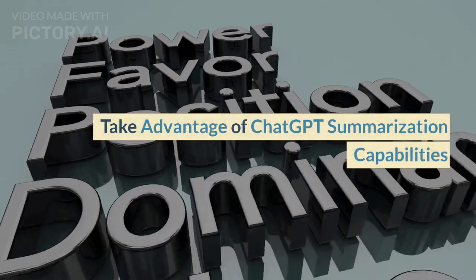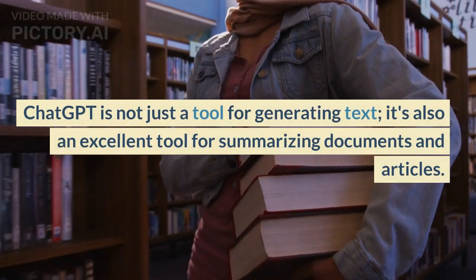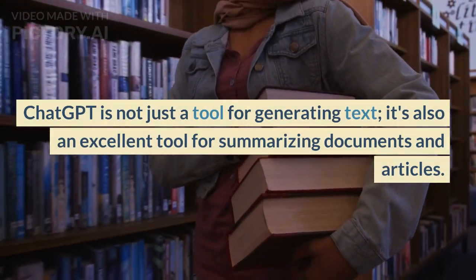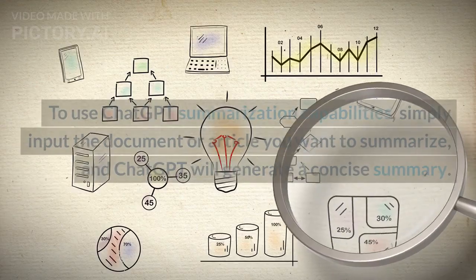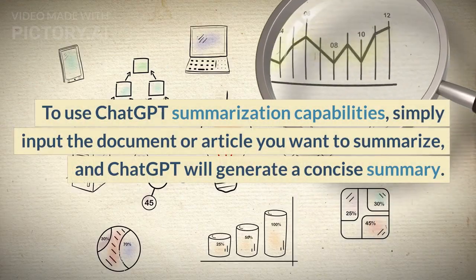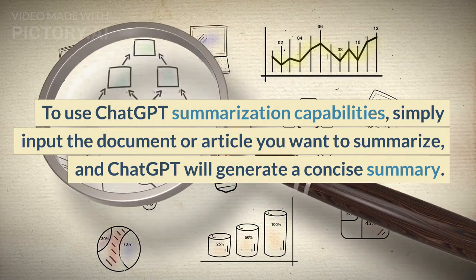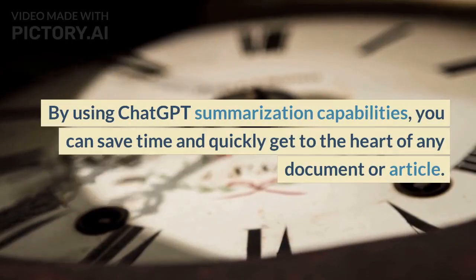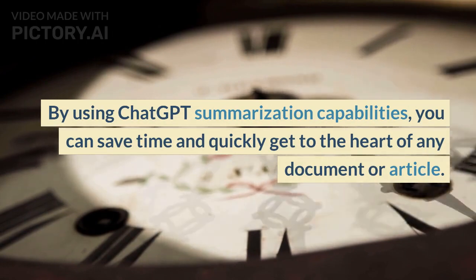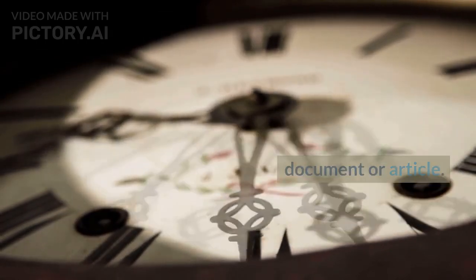4. Take advantage of Chat GPT summarization capabilities. Chat GPT is not just a tool for generating text, it's also an excellent tool for summarizing documents and articles. To use Chat GPT summarization capabilities, simply input the document or article you want to summarize, and Chat GPT will generate a concise summary. By using Chat GPT summarization capabilities, you can save time and quickly get to the heart of any document or article.